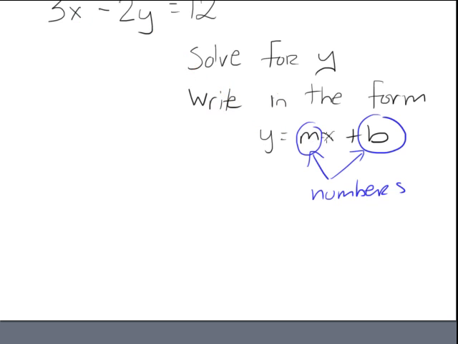And whatever number is beside x is the m, and whatever number you have to add or minus, the rest, is just b. So I'll show you what I mean by that.